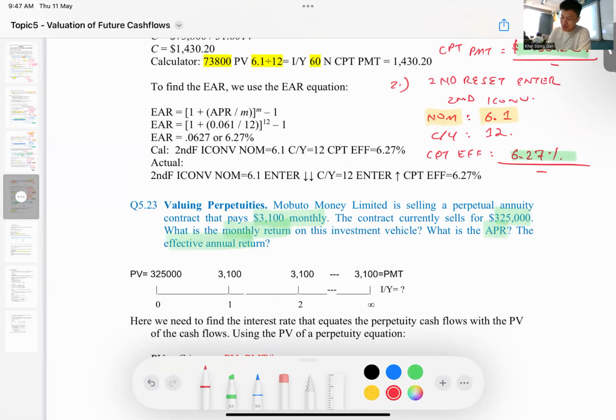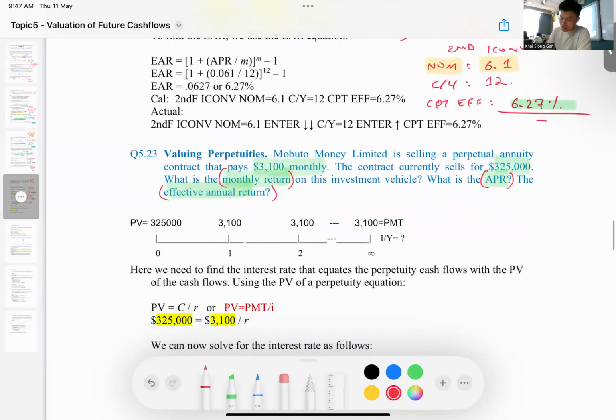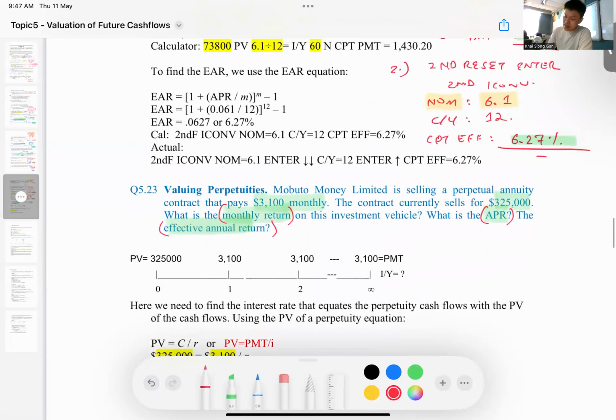So how many questions here? 3 questions. Monthly return, APR, and EAR. Okay. So here, this is a perpetuity. Remember, for forever. So step 1, what can I do? I want to calculate monthly return. If I use back the formula, PV equals cash flow divided by R, right? But this time, I provide you the PV. The PV is how much?